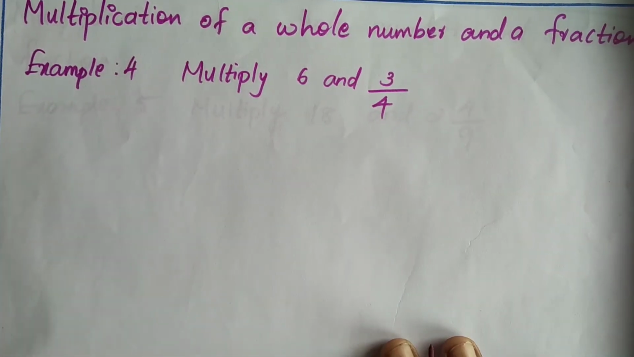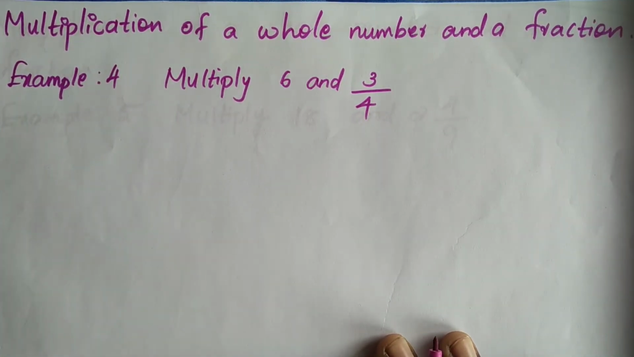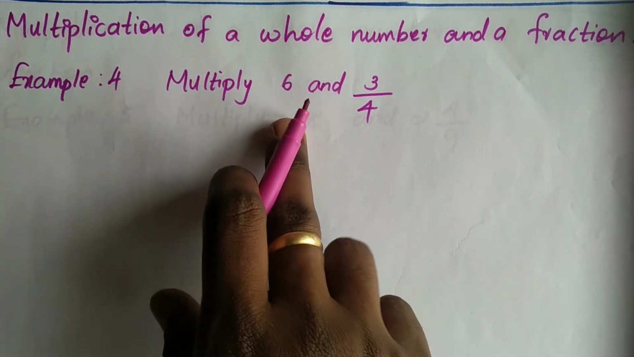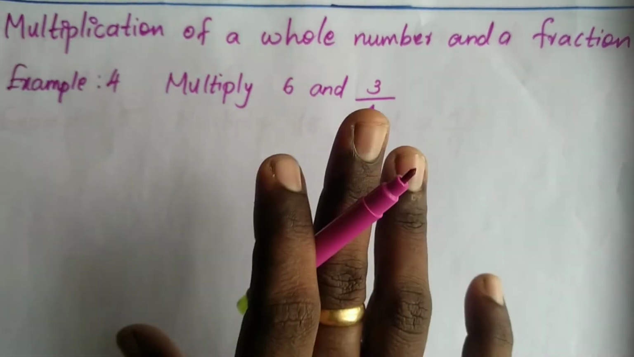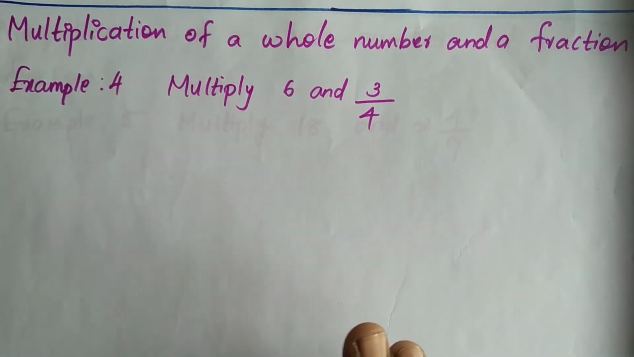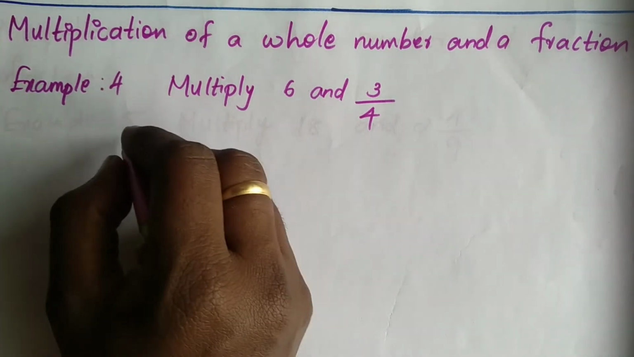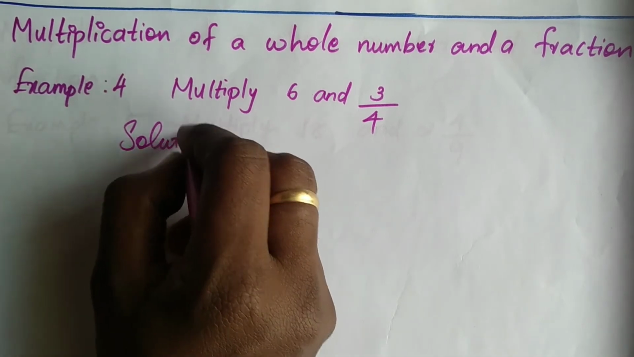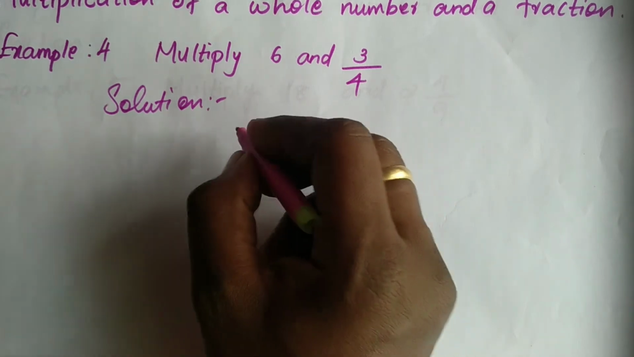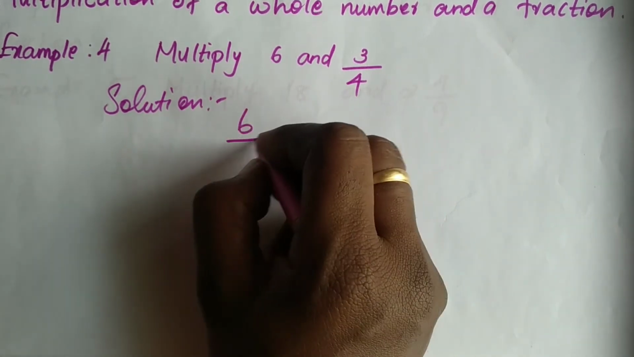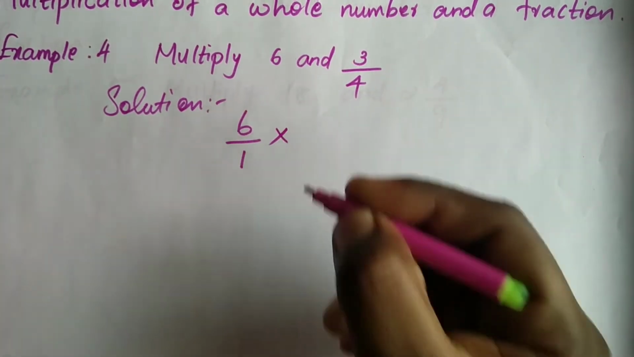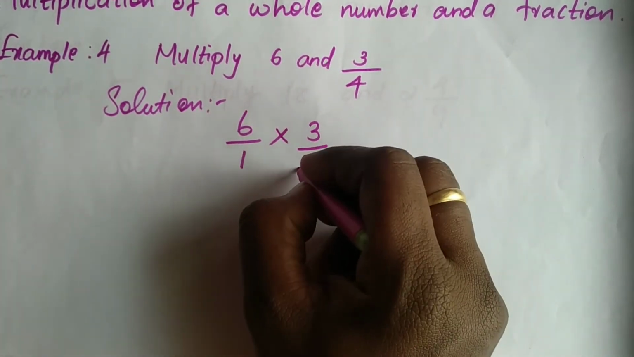Next model: multiplication of a whole number and a fraction. One whole number and a fraction. Here the very first thing is you want to write the whole number as a fraction. So 6 is the whole number, write it as a fraction, that is 6 by 1. And put the multiplication symbol, then 3 by 4.